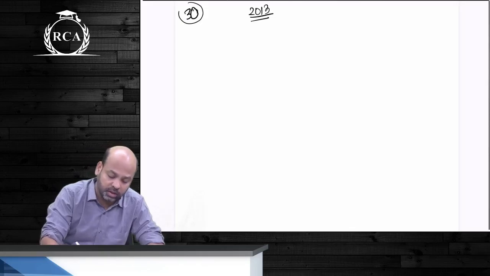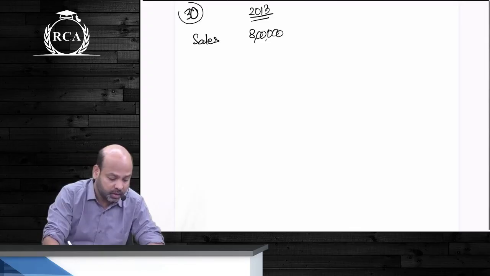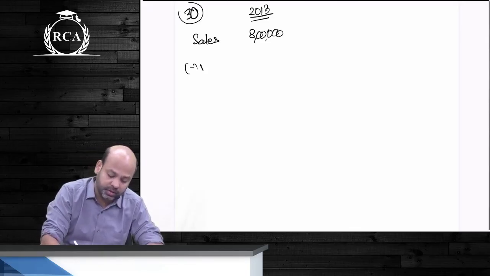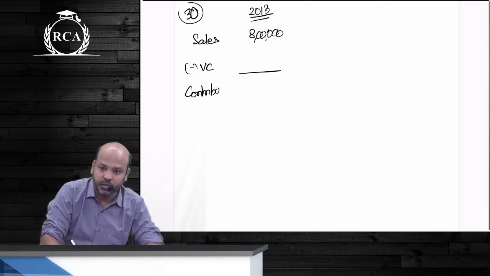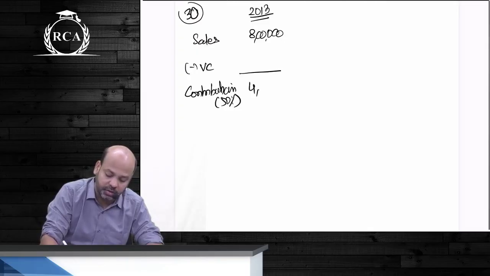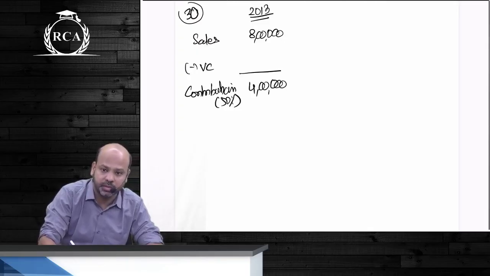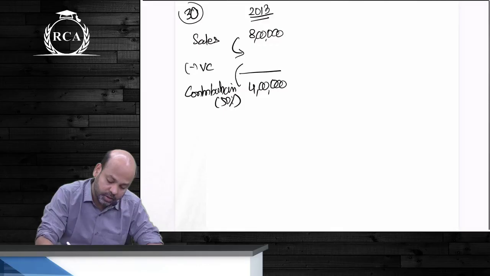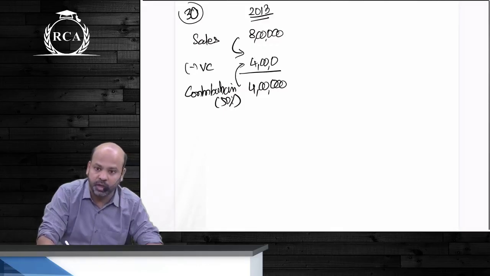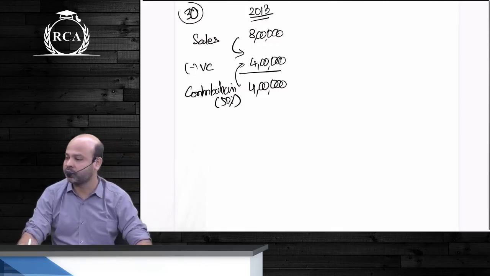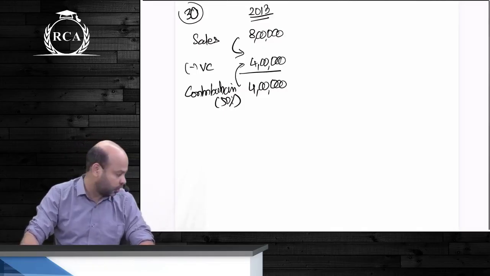In the year 2013, beta, sales were 8 lakh rupees. The question says the PV ratio is how much? 50%. So the total amount of contribution will be 50% of that, that is 4 lakh rupees. Variable cost is also how much? 4 lakhs. Sales is 8 lakhs, variable cost is 4 lakhs and the amount of contribution is 4 lakh rupees.